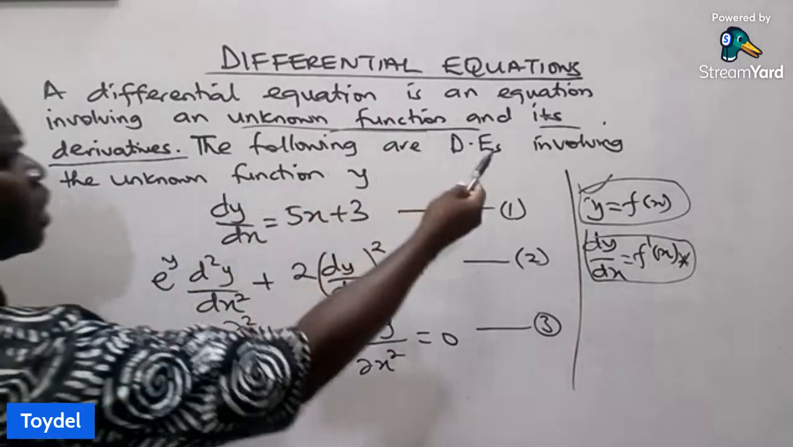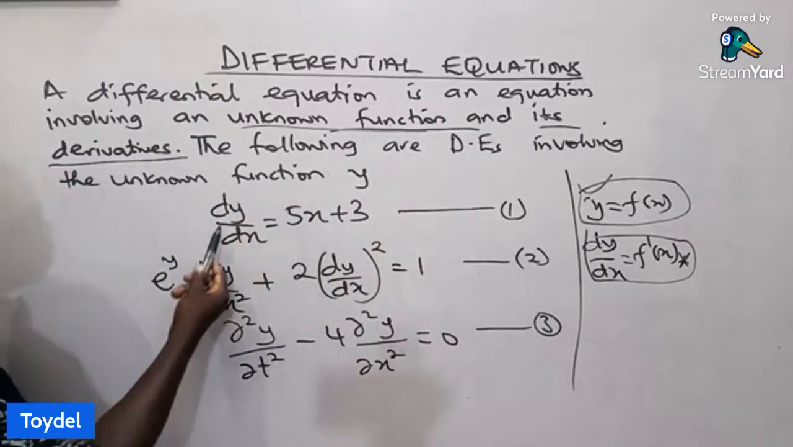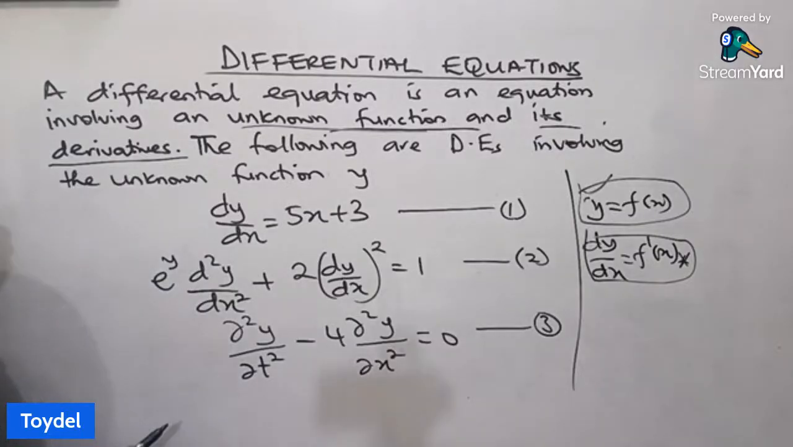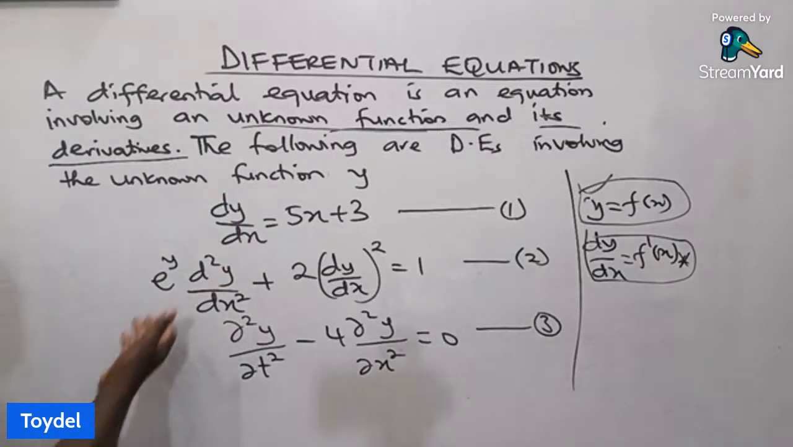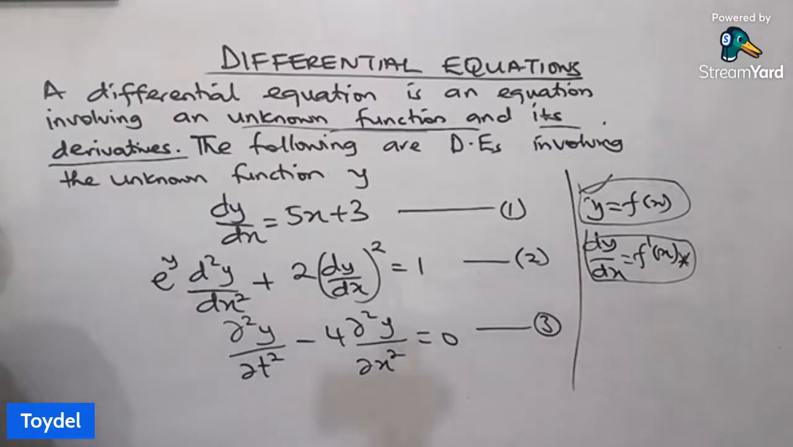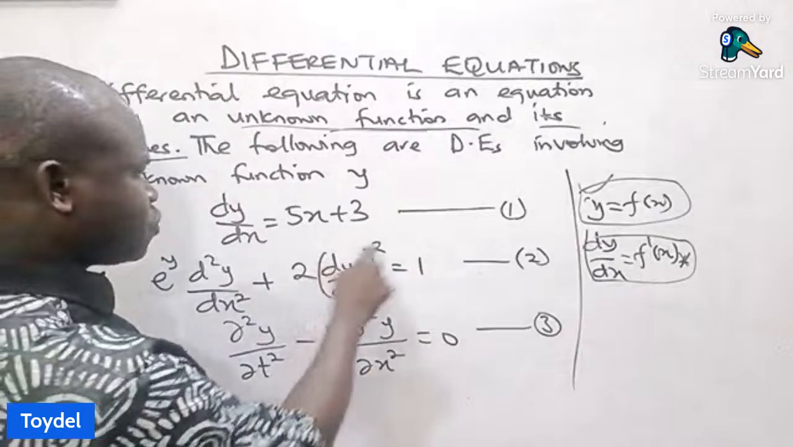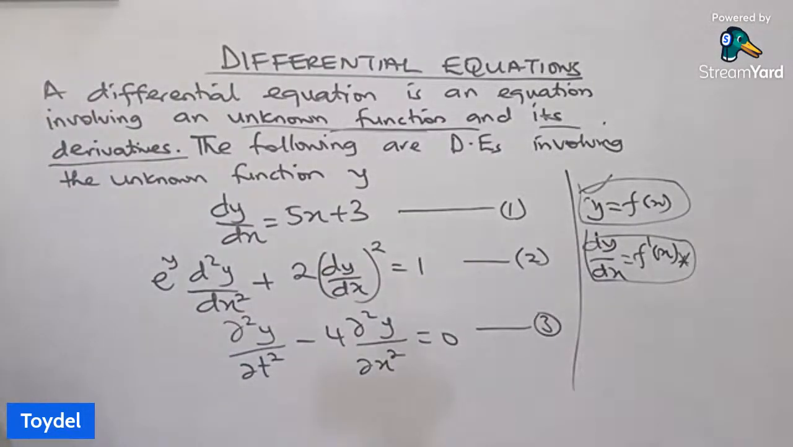So the following equations involving an unknown function y are examples of differential equations. This is the first one: dy/dx is equal to 5x plus 3. That's the first equation. Then the second equation, we have d squared y over dx squared, plus 2 times dy/dx all squared, is equal to 1. That is equation 2.